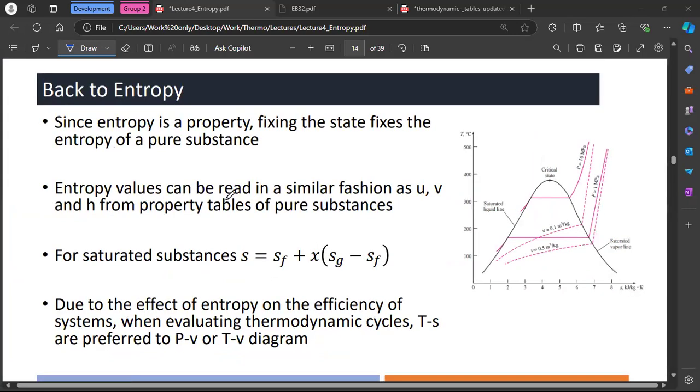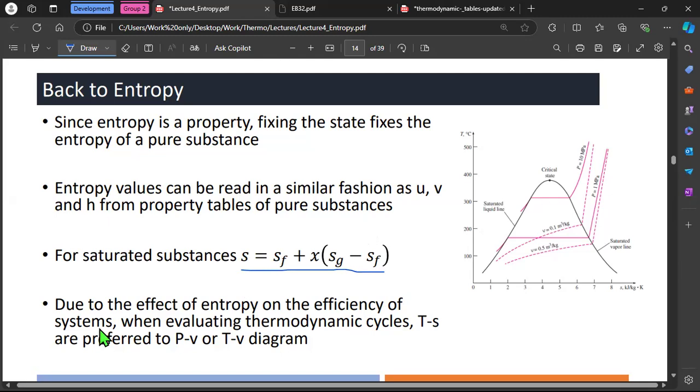And then we can read entropy values from property tables the same way we read internal energy, specific volume, and enthalpy. So we can go to a table, maybe our ideal gas table, our refrigerant table, or our steam table, and read entropy at a particular temperature, at a particular pressure, under certain conditions, right? And just as we saw with the expression for the quality of a vapor-liquid mixture, we can also have the entropy of a mixture equal to the entropy of the liquid plus the quality multiplied by the difference between the entropy of the vapor and the entropy of the liquid. So we've already seen this expression before.